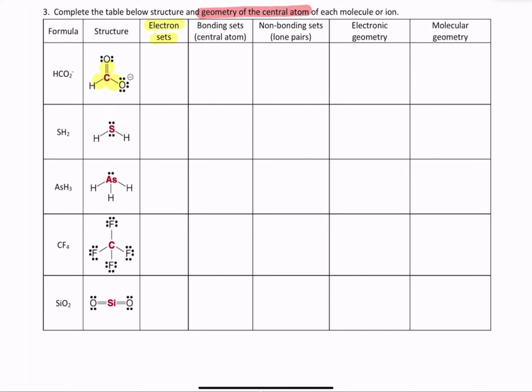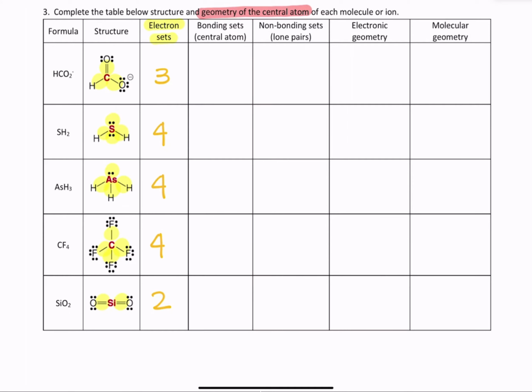1, 2, 3 for this first molecule. 1, 2, 3, 4 for this second molecule. 1, 2, 3, 4 for this third molecule. 1, 2, 3, 4 for this fourth molecule, and 1 and 2 for the last one.